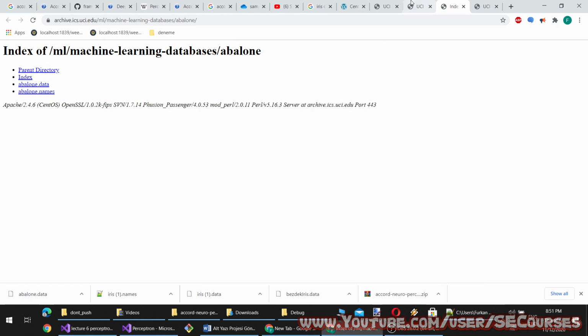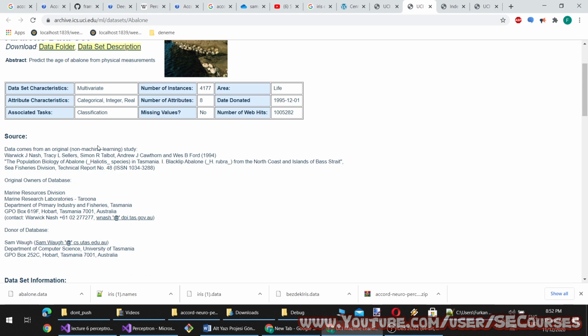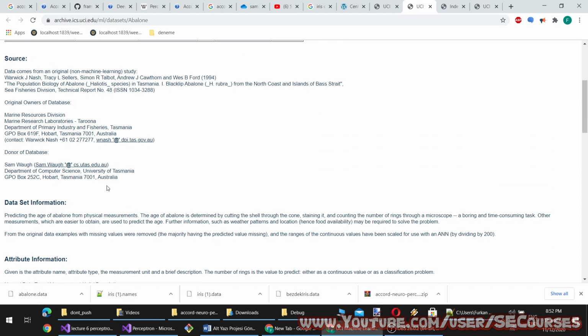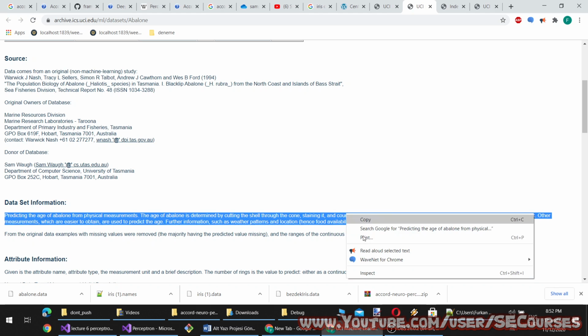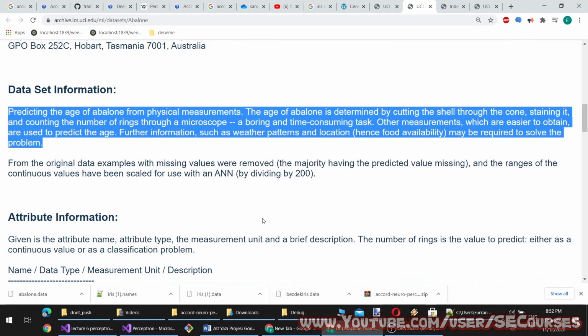So what is this data about? Okay, I think we can use this. Let's read the dataset information. Predicting the age of abalone from physical measurements. The age of abalone is determined by cutting the shell through the cone, staining it, and counting the number of rings through a microscope, a boring and time-consuming task. Other measurements, which are easier to obtain, are used to predict the age.